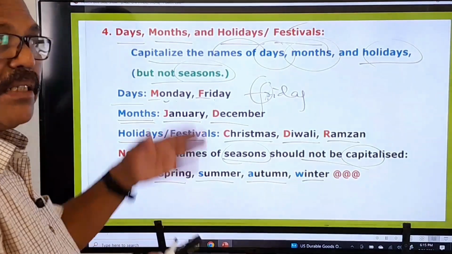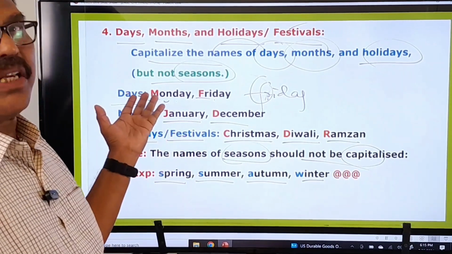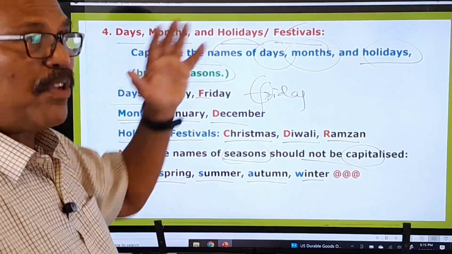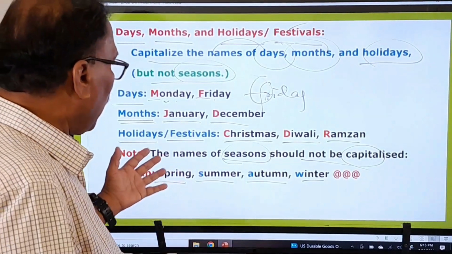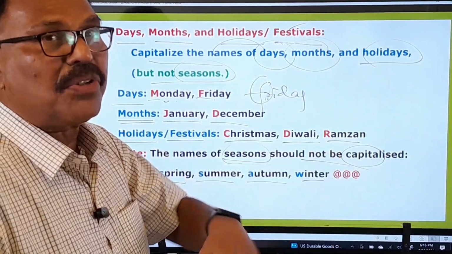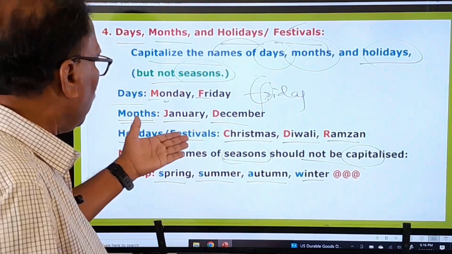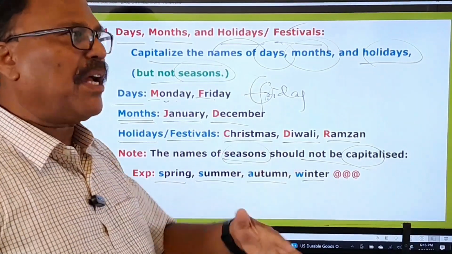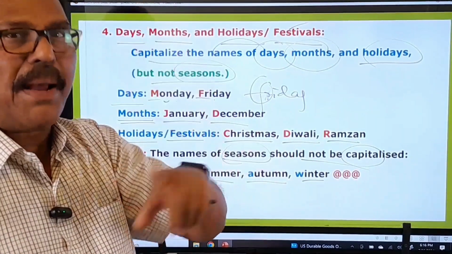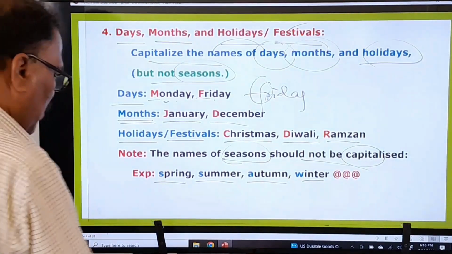If at all they occur at the beginning of the sentence, that's well and good, you can capitalize according to the first rule. But if they occur in the middle of the sentence, you should not capitalize them. Of course, these other things, wherever they may occur, whether at the beginning or in the middle, you must capitalize. Okay, and now you move on to learn other things.